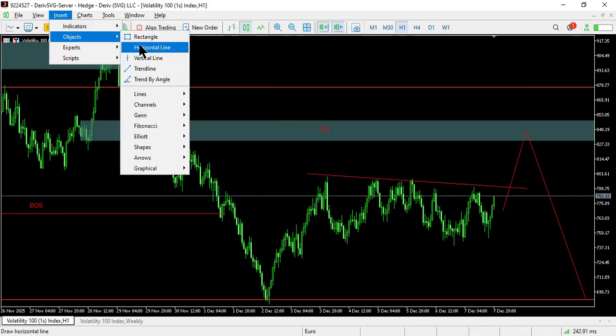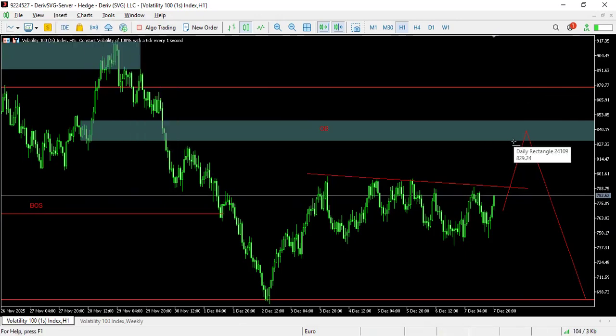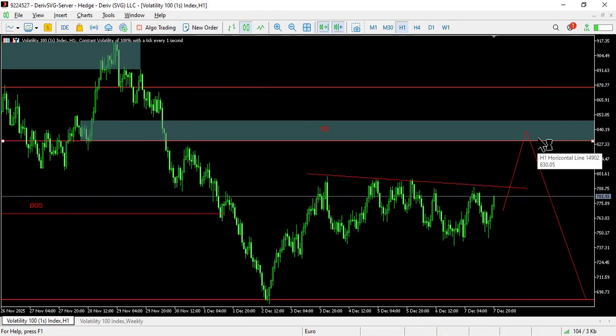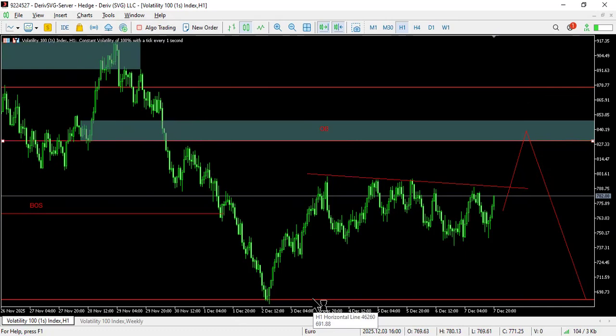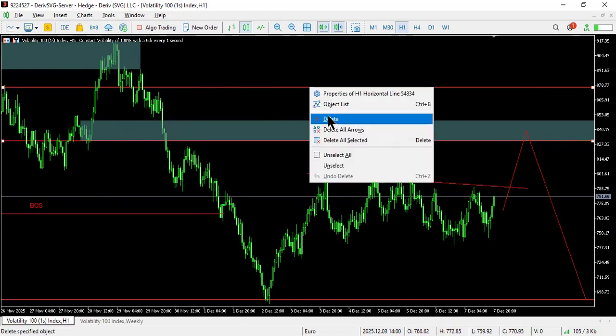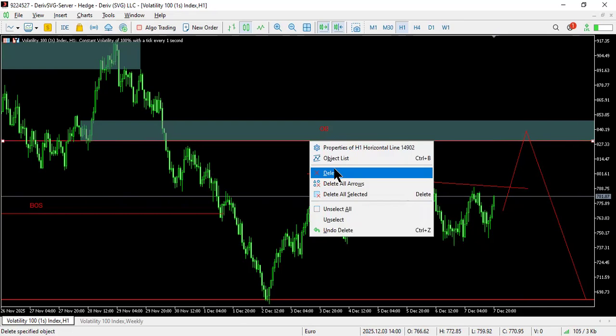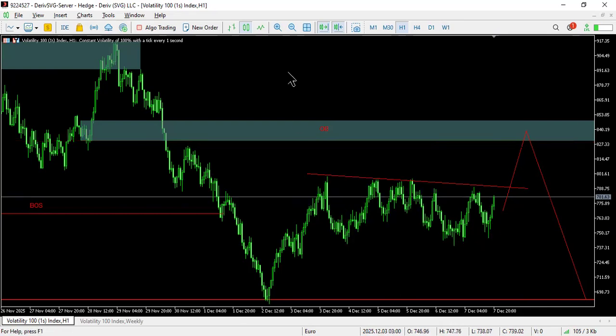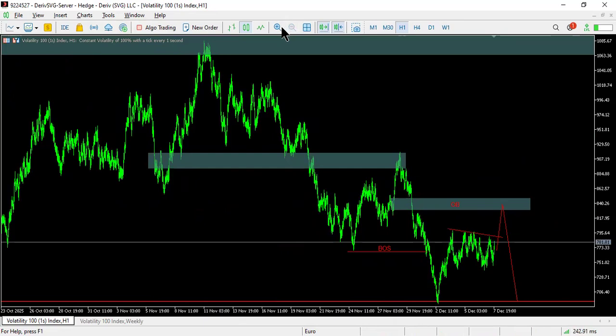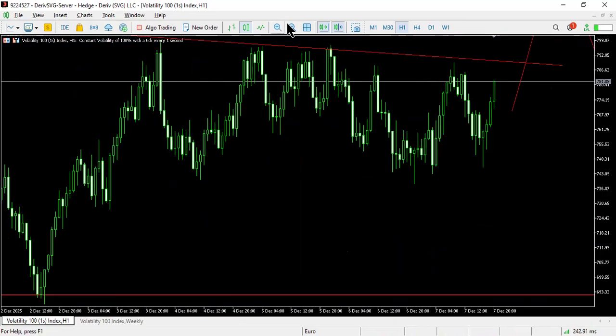And then our entry price is going to be there at 830.05, and then our take profit down here at 691.88. So we just remove these lines. So that is the setup I'll be waiting for on VIX 100 1S this week. So that is all from VIX 100 1S.